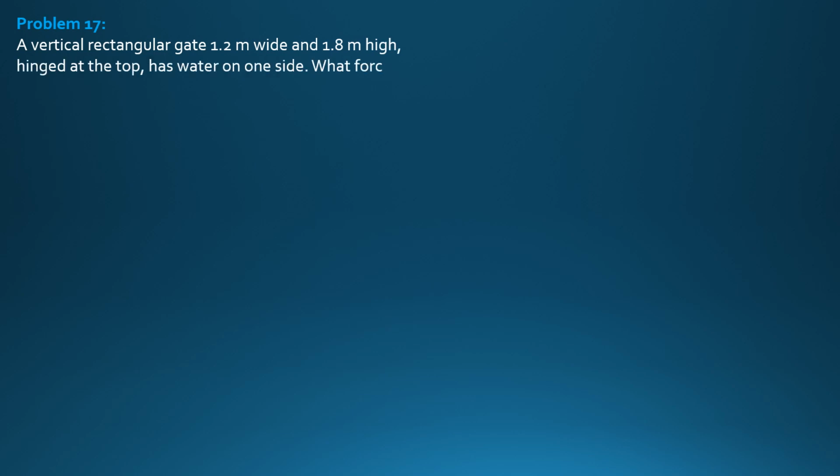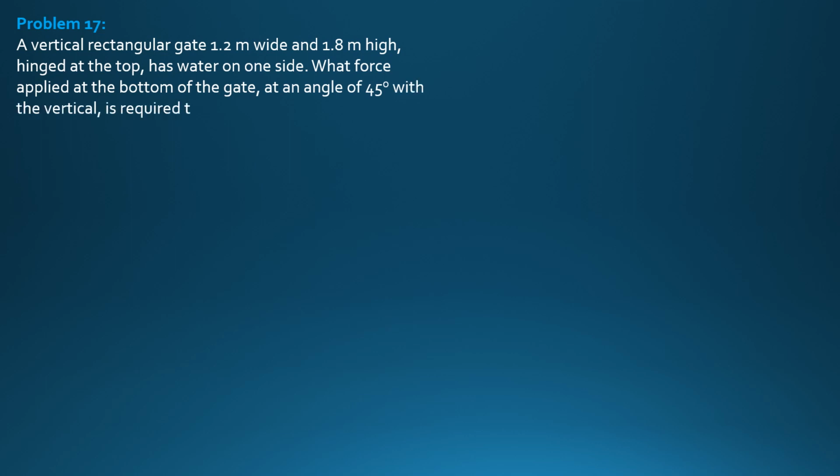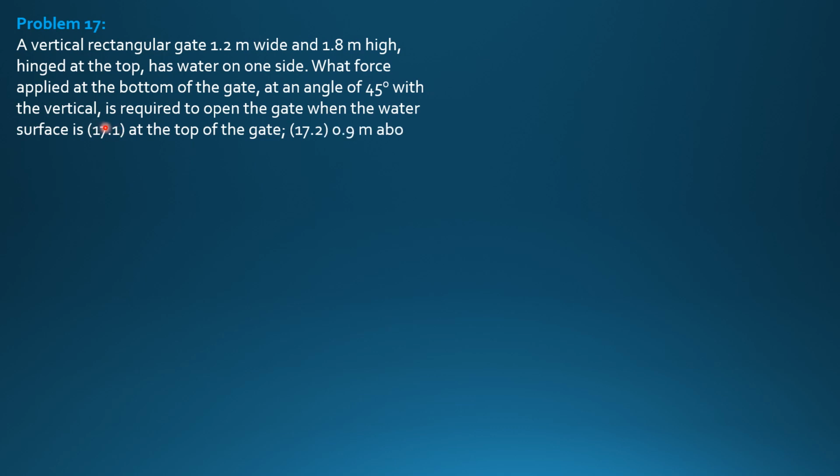Vertical rectangular gate, 1.2 meters wide and 1.8 meters high. Hinge at the top has water on one side. What force applied at the bottom of the gate at an angle of 45 degrees with a vertical is required to open the gate when the water surface is at the top of the gate, 0.9 meter above the top of the gate, 0.9 meter below the top of the gate.